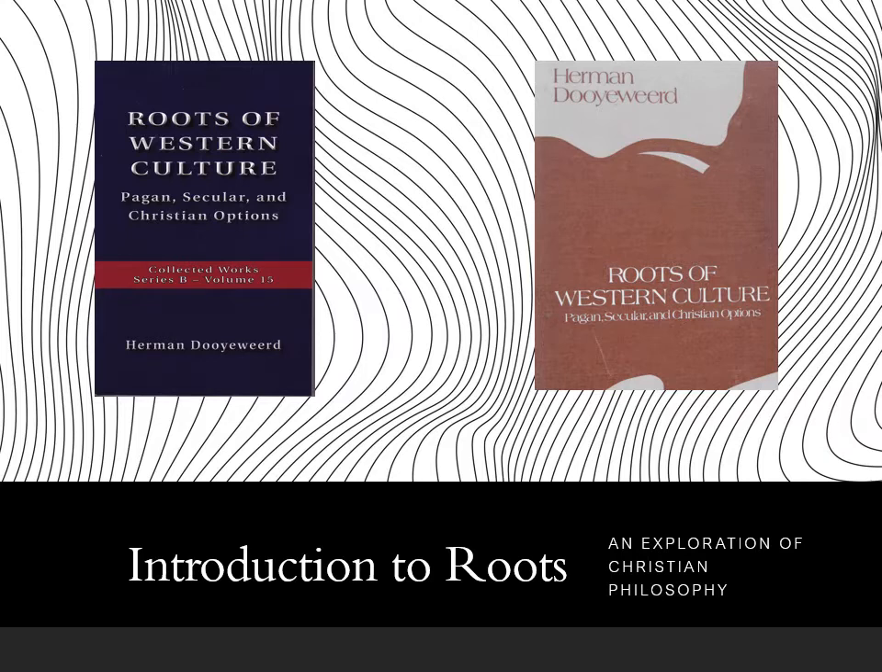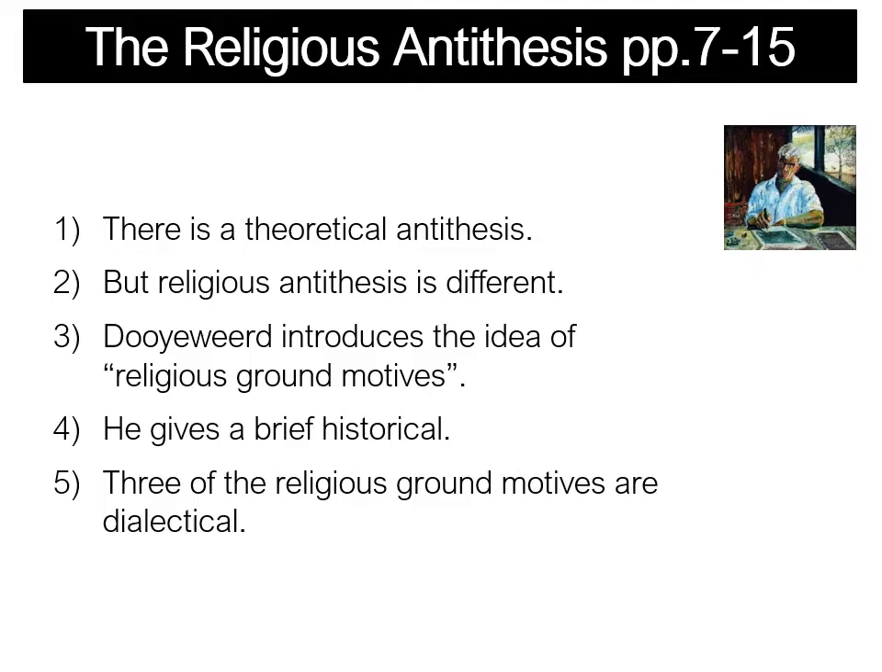I'm going to give us a kind of overview and summary of what's going on in this section, and then focus in on a couple of key passages. Dooyeweerd begins by telling us that the word antithesis just means opposition. But then he's going to explain the difference between what he calls theoretical antithesis and religious antithesis. It's the second that he's most interested in this book.